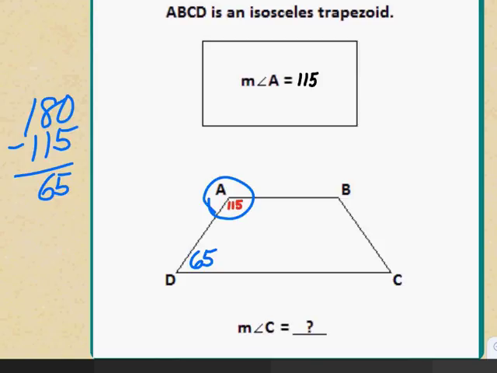Then we can continue because an isosceles trapezoid has base angles, angles at the points of the same base, that have to be congruent. So the base angles at the top are congruent. That's a pair of 115s. And the two base angles at the bottom, angles C and D, have to be congruent. So therefore we have another 65-degree angle over here.